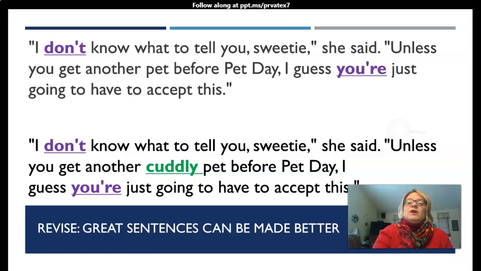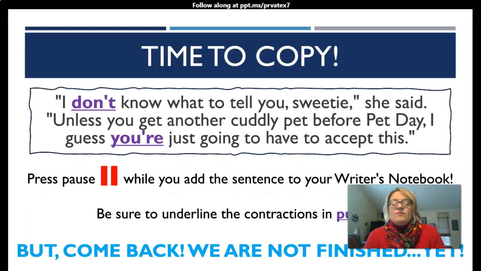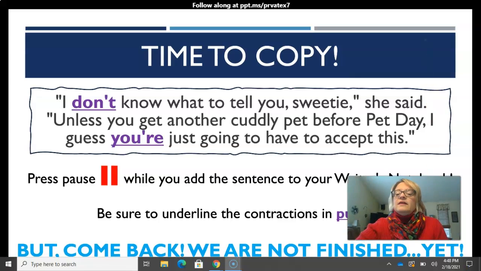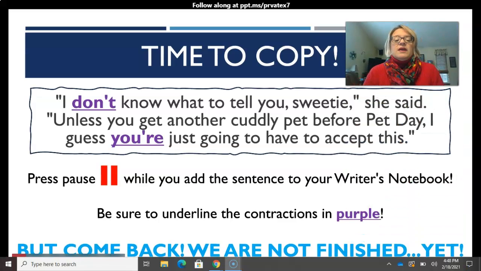So let's see what we're going to copy. And we are going to copy that first sentence that we've been talking about. "I don't know what to tell you, sweetie," she said, "unless you get another cuddly pet before pet day. I guess you're just going to have to accept this." So you have to be sure when you copy this, pay close attention to all this punctuation in this little two-sentence mentor sentence here, because there's a lot going on.